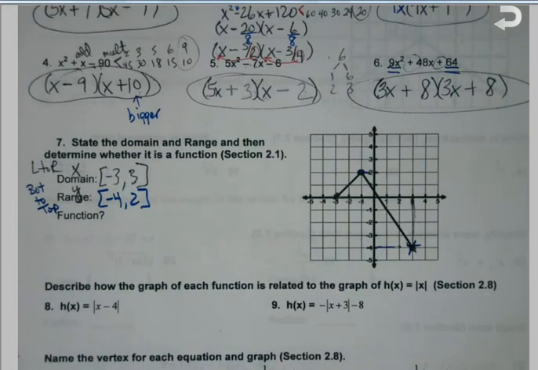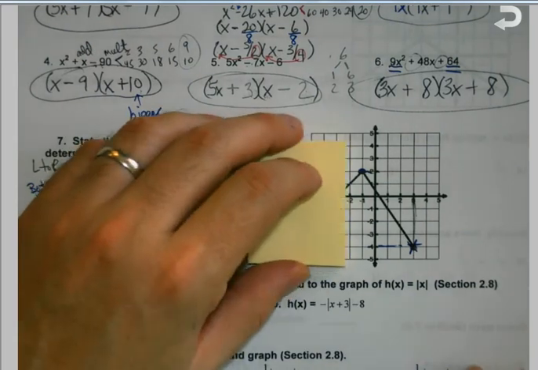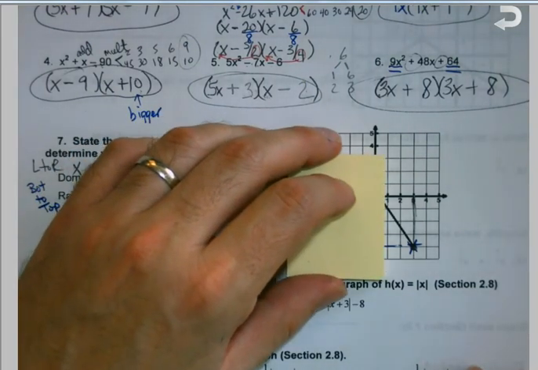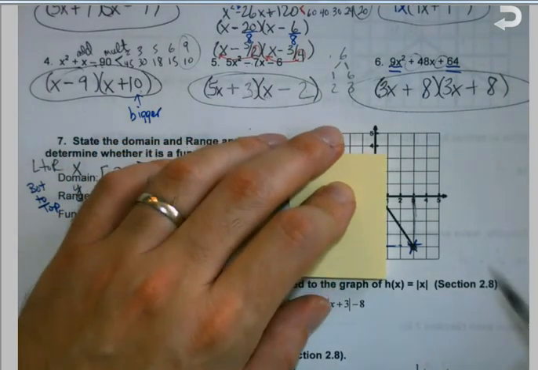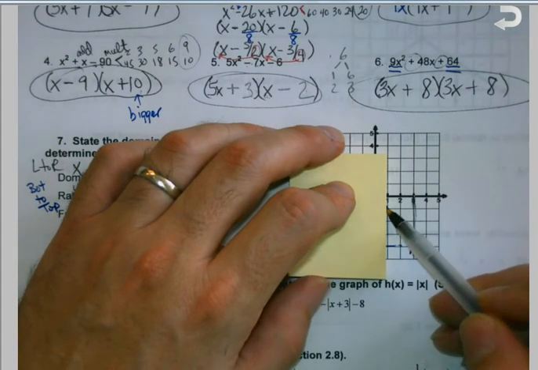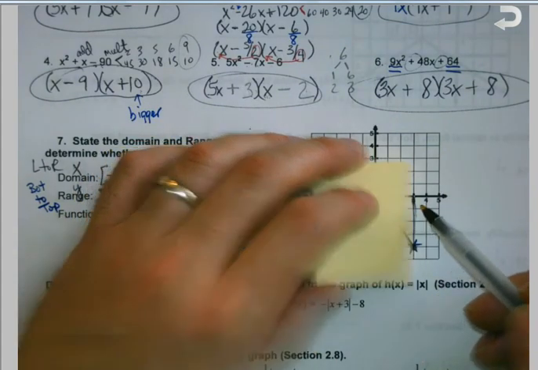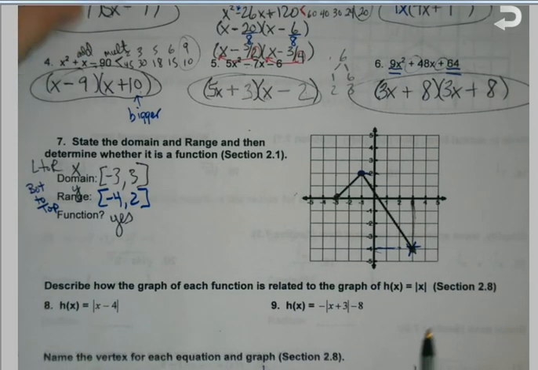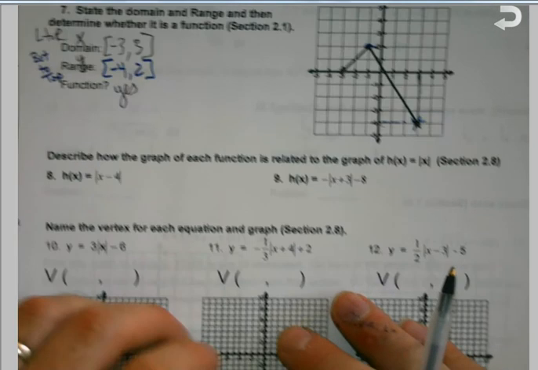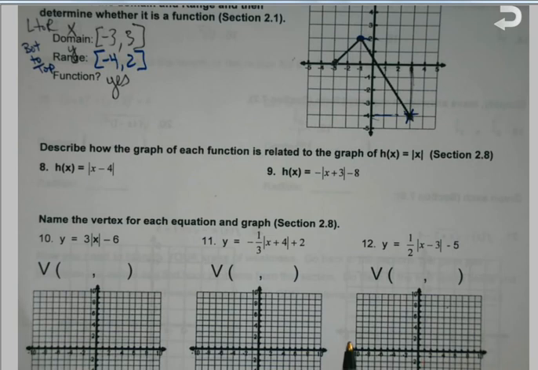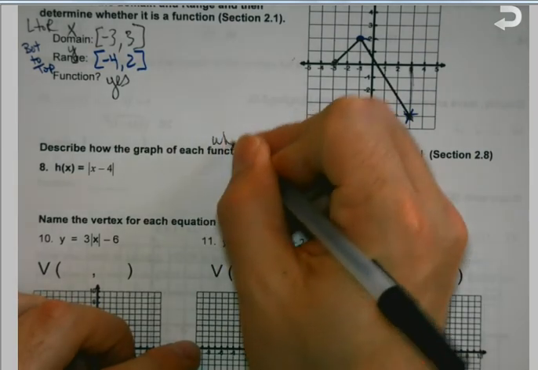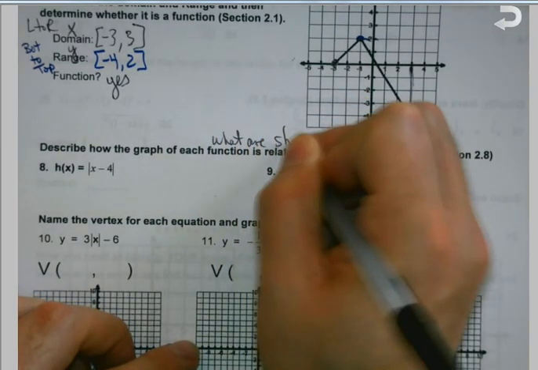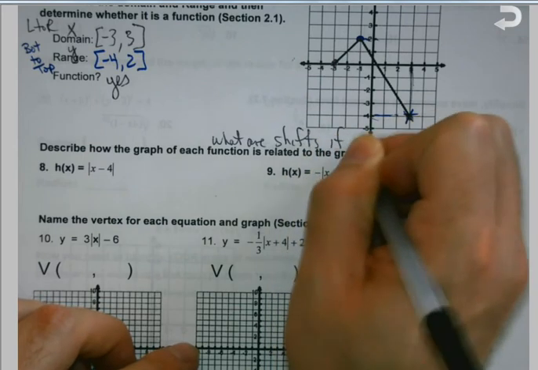And is it a function? Does it pass the vertical line test? Is there any place I could put a vertical line that hits more than one point? As I look, it never goes through my graph in more than one place. So yes, it passes the vertical line test. Vertical. Horizontal is for our one-to-one testing. Okay, now fancy language. Describe how the graph of each function is related to the parent graph. In other words, what are the shifts, if there are any?